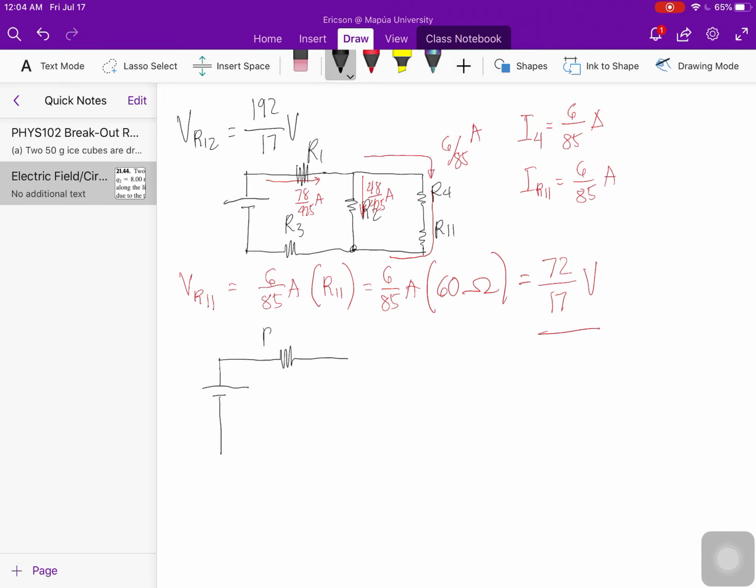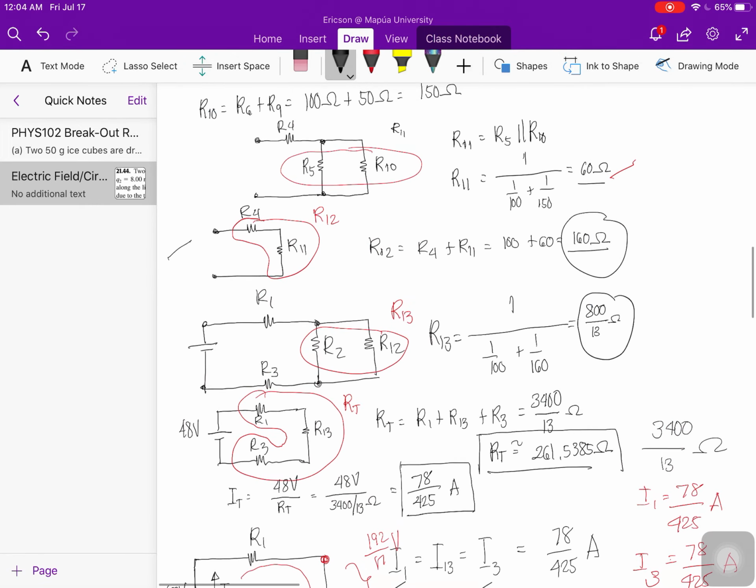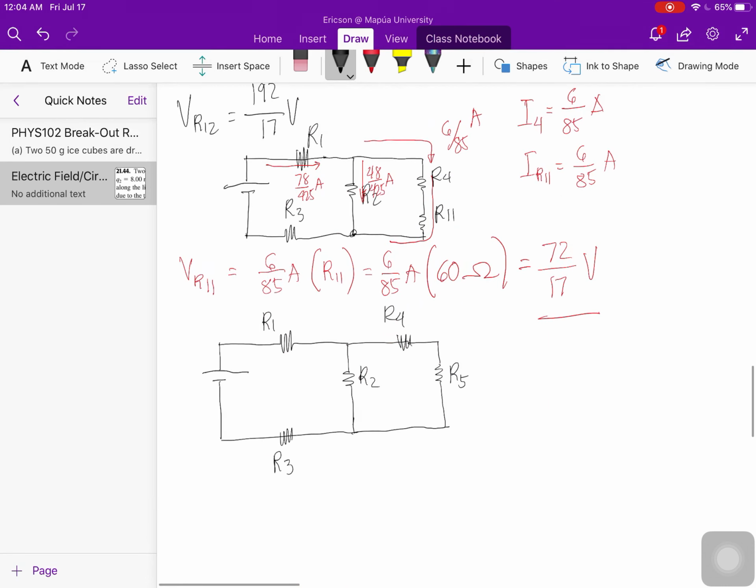So, ito yung R1, R2, R3, R4, ang R11 is R5 parallel to R10. So, ito R5 parallel to R10. Okay? Again, let's put the branch currents.